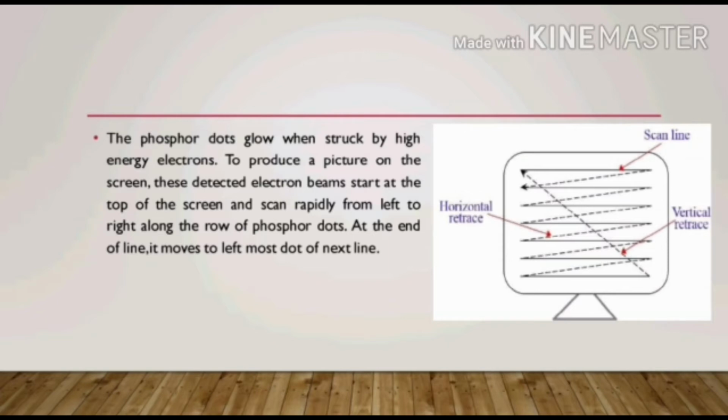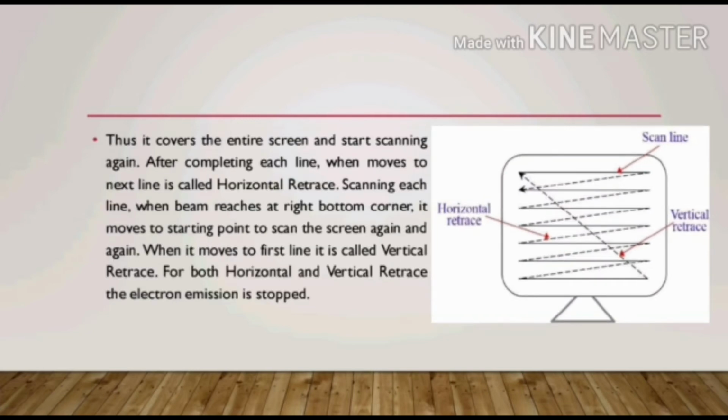To produce a picture on the screen, these directed electron beams start at the top of the screen and scan rapidly from left to right along a row of phosphor dots. At the end of the line, it moves to the leftmost dot of the next line. It means it starts scanning from the top left corner, moves towards the right, then comes back to the first dot of the next line. In this way, the scanning continues. At last, it returns to the top left corner and the process is repeated again and again. Thus it covers the entire screen and starts scanning again after completing each line.